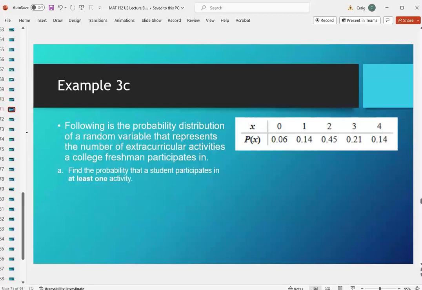Find the probability that a student participates in at least 1 activity. Well, at least 1 means 1 or more, right? 1, 2, 3, at the smallest 1. So all of these. And now we can add all of those up. But again, remember, they should all add up to 1. So we can just say 1 minus the probability of choosing 0. And there's a 94% chance. If you add all these up, you should get 0.94. A 94% chance that you randomly choose a student who's in at least 1 activity.